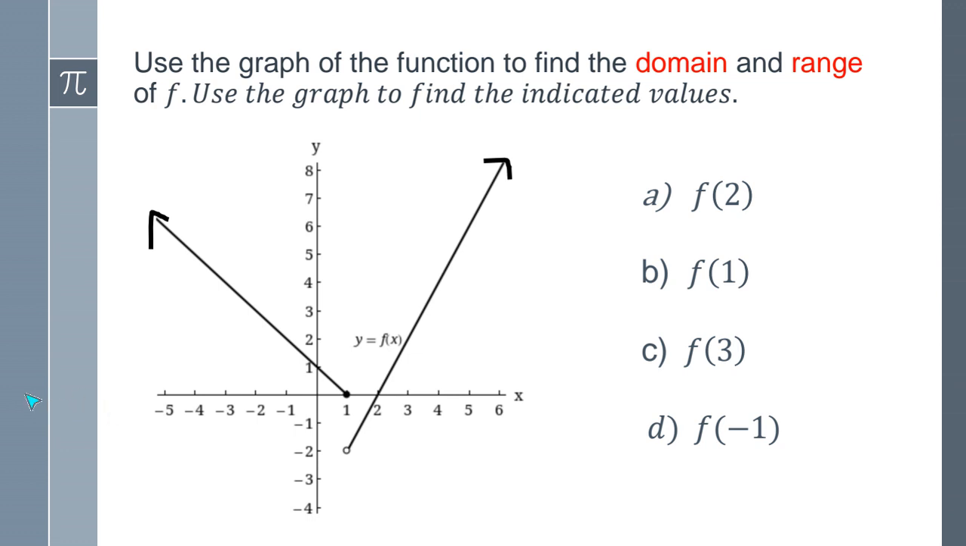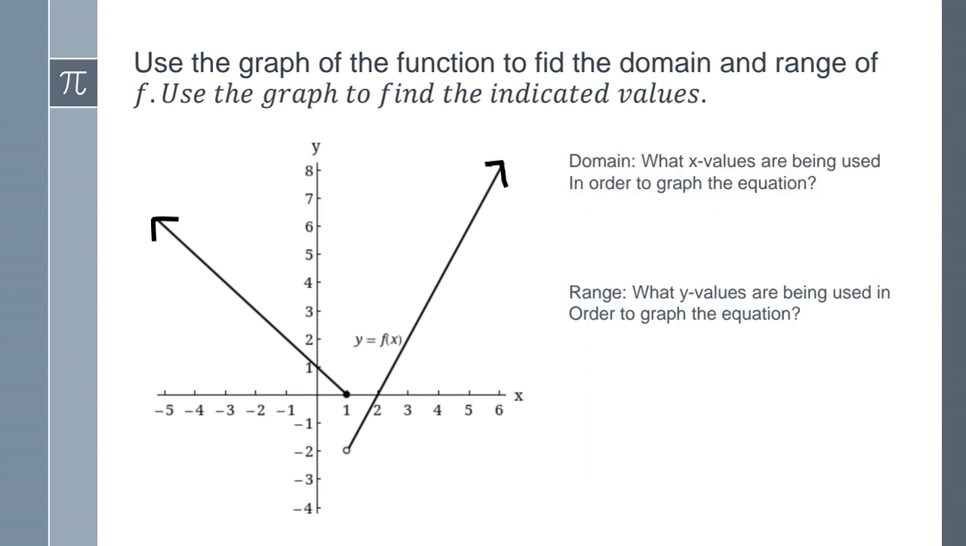So my domain is going to be from -infinity all the way to, I get to 1 here. 1 is still being used, even though if you notice here I have an open circle. It's not used for this part of the line, but it's used for this one. And then if I continue, I'm still using all of these x's. So my domain is going to go from -infinity to +infinity.